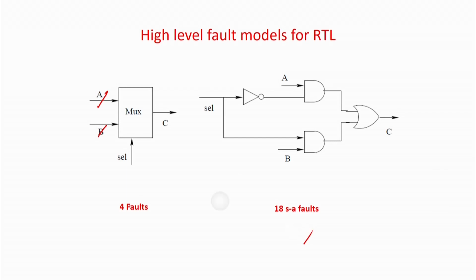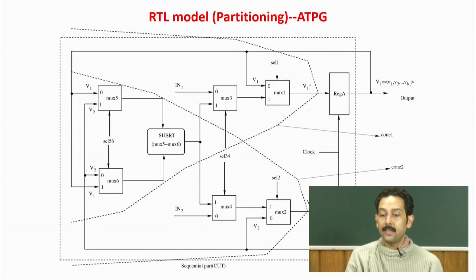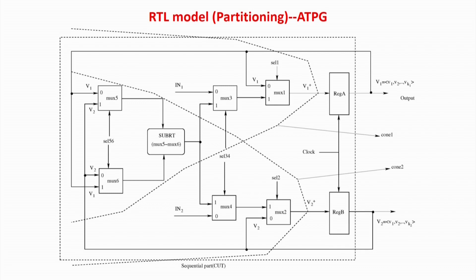So this example directly shows that from 18 faults we are coming down to 3 faults if the mux is a single bit multiplexer. The gap will rise when the bit width increases. Now this is the same RTL circuit we are thinking of. Now I am going to take you through an example of how to go for a test.